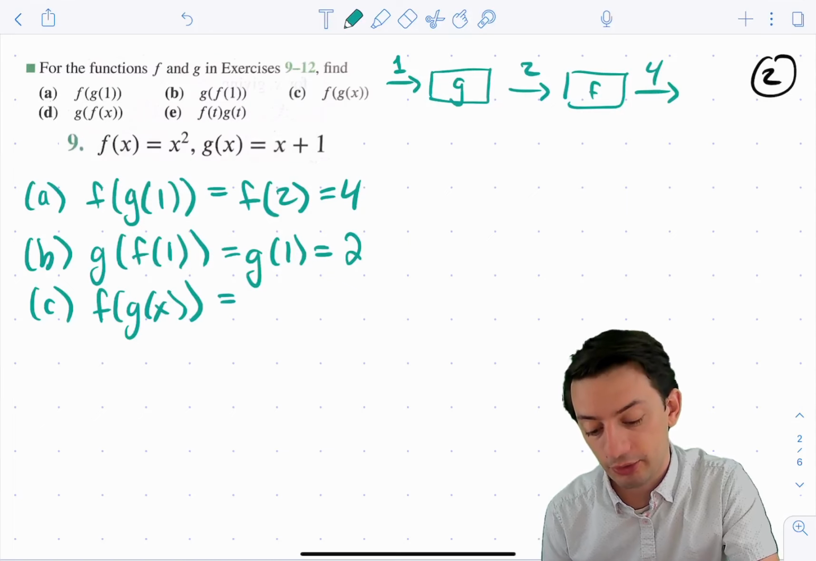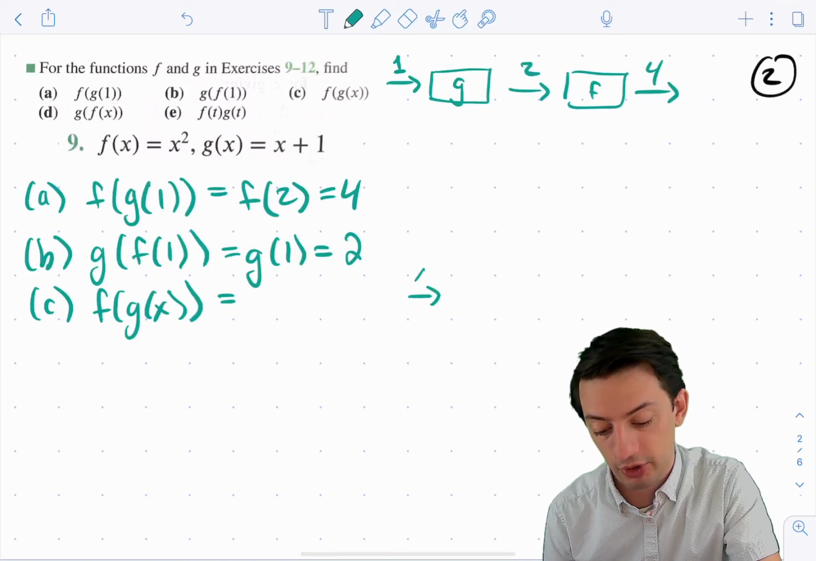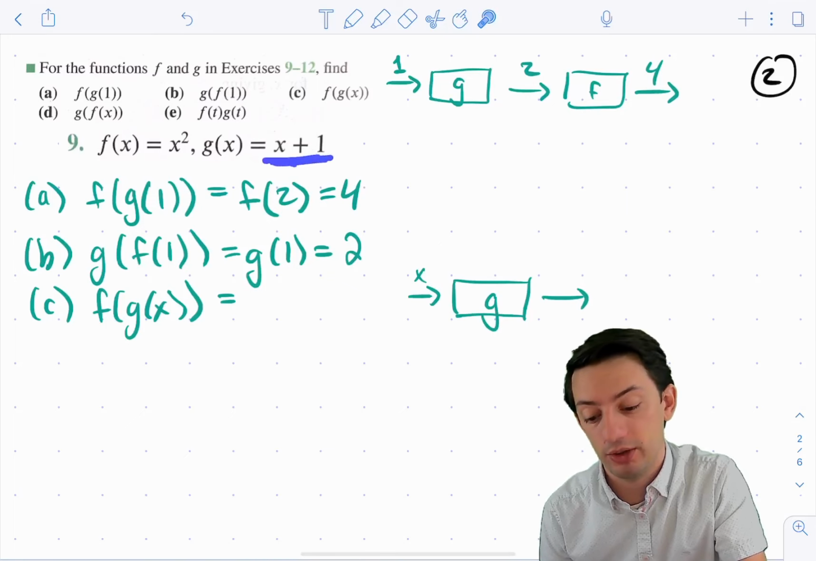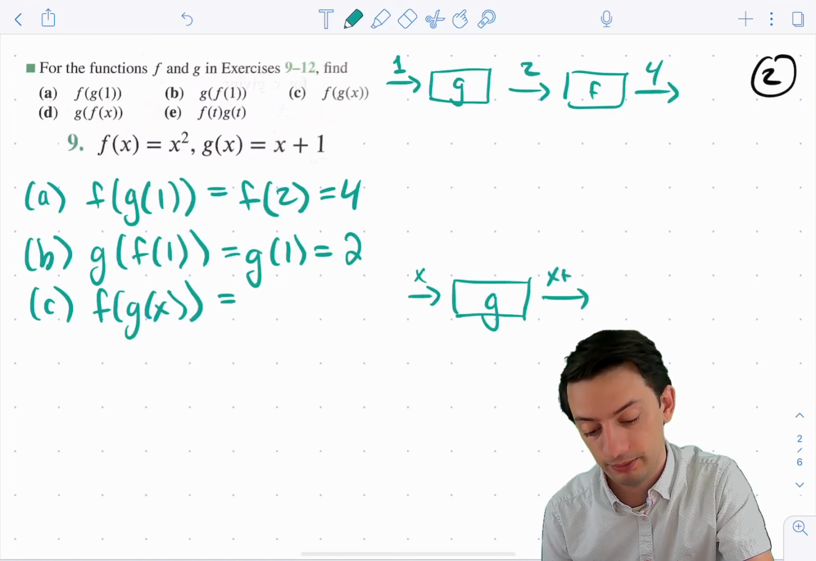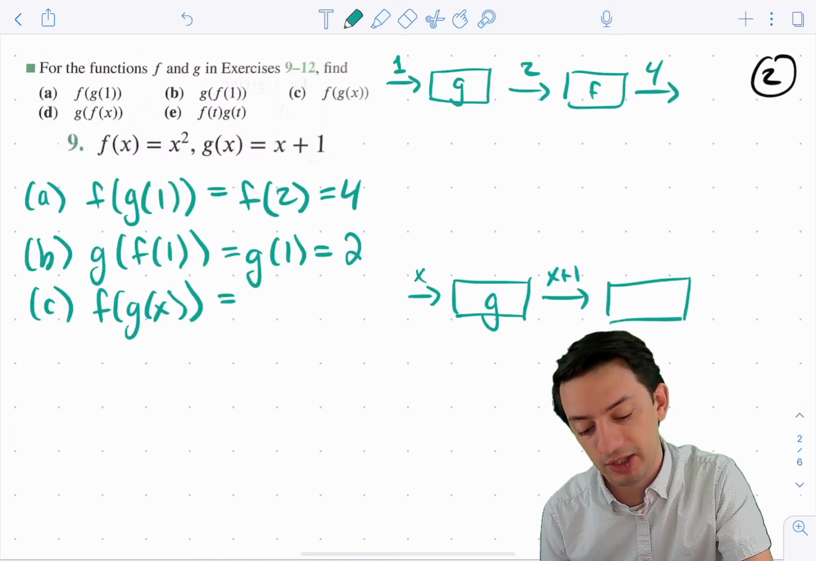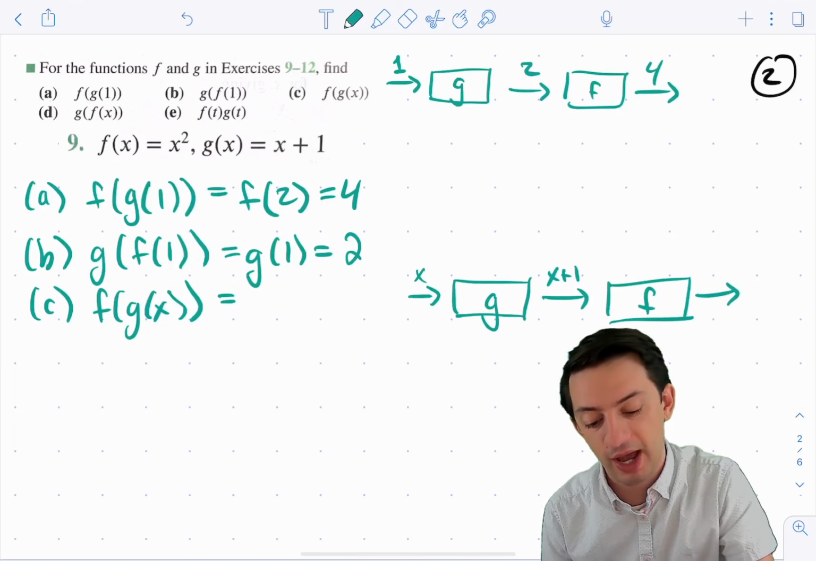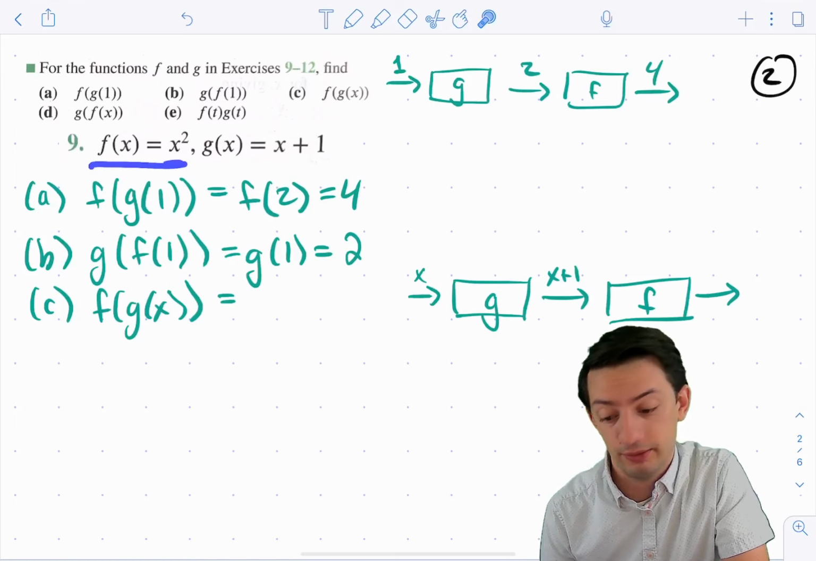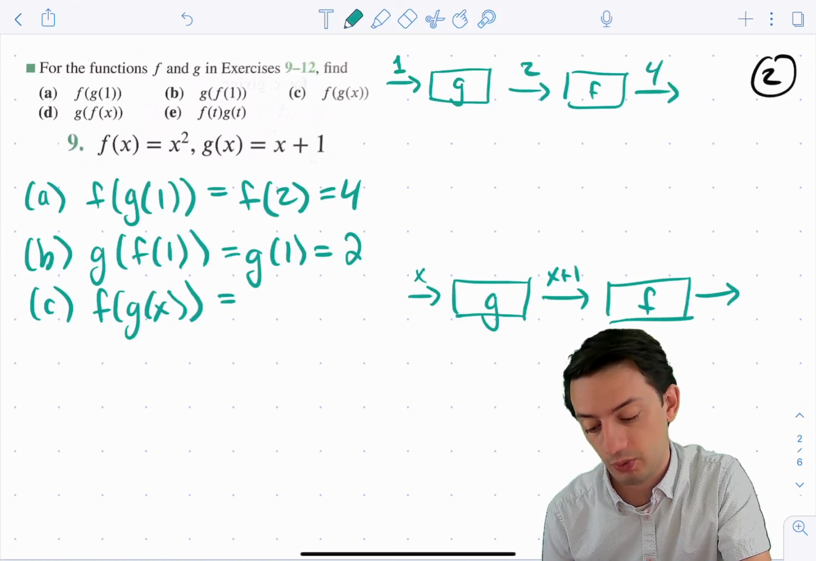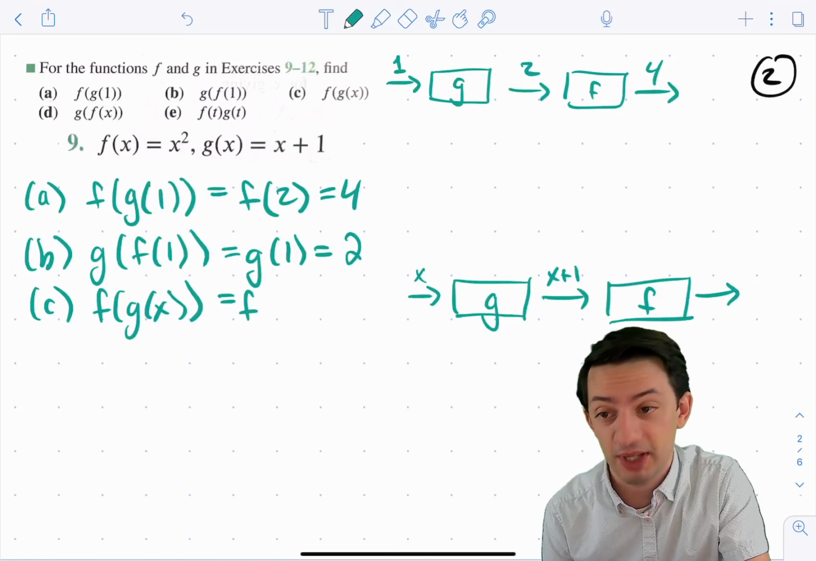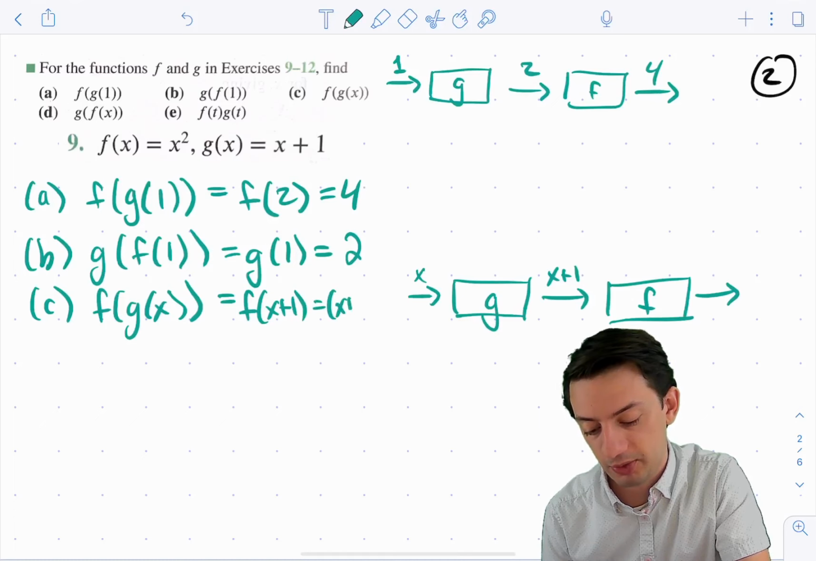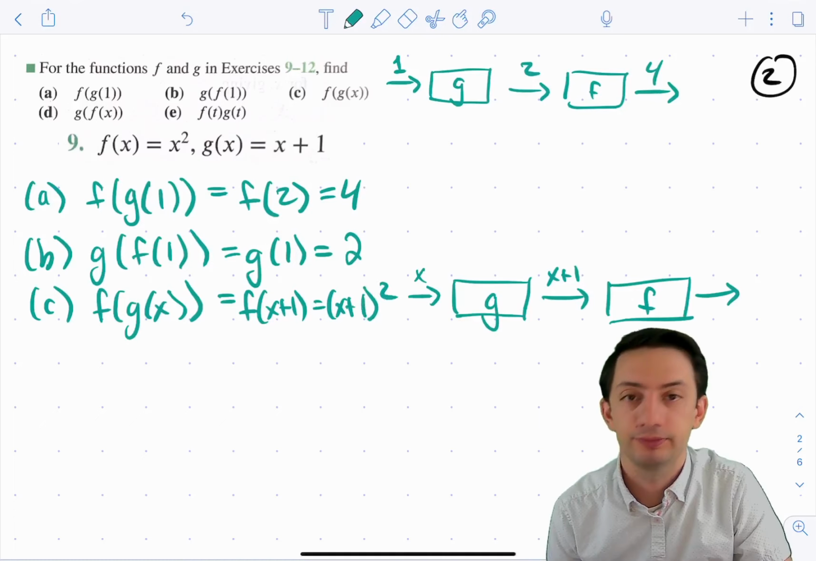Well, that's like going through the g box first. You plug in x, and what you get back, g is the function that adds 1. So the output there is x plus 1. That x plus 1 then gets piped into the box for f. F takes whatever you give it and squares it. So the result is x plus 1 squared. So let me write this in 2 steps. That's f of x plus 1, which is x plus 1 squared.